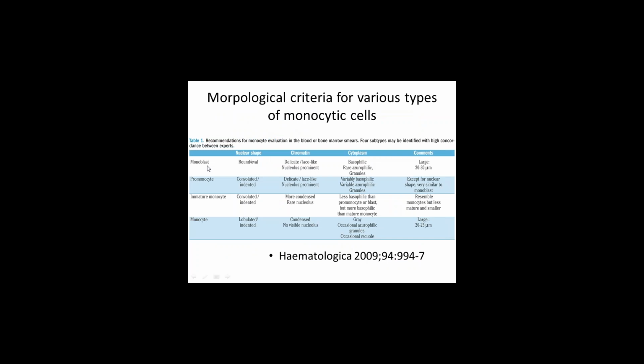So they have divided the cells into monoblasts, the promonocyte, the immature monocyte, and the monocyte. But look at the shape of the nucleus, that is round to oval. Here, promonocyte, it would be convoluted and indented. Immature monocyte, convoluted and indented. So to differentiate between these two becomes very difficult. It needs repeated viewing of the cells so that you can be confident about what you are actually looking at.